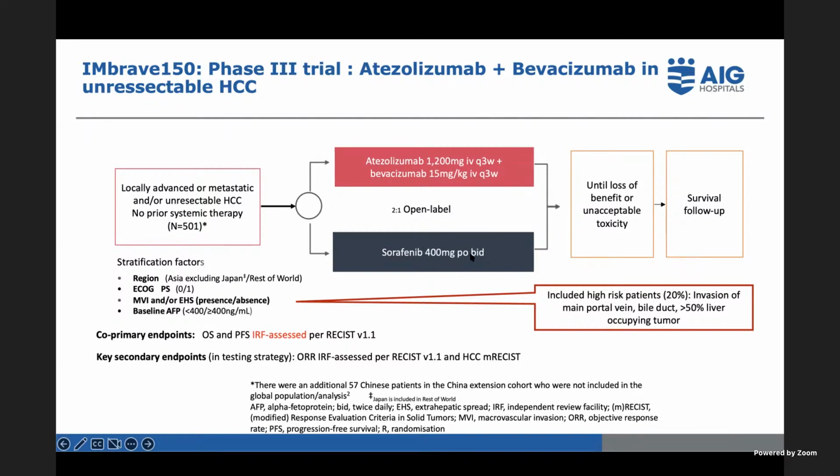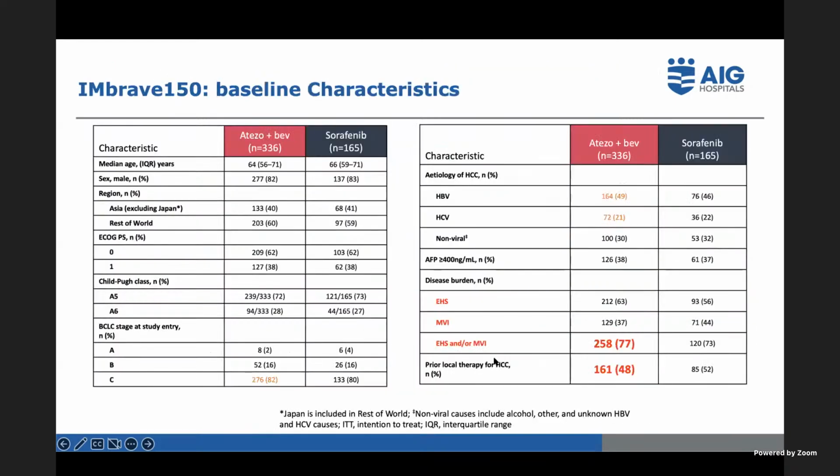They compared this with sorafenib. It was a 2:1 open-label trial. Treatment continued until loss of clinical benefit or unacceptable toxicity, and patients were followed up for survival. The co-primary endpoints were overall survival and progression-free survival, and the secondary endpoints used both RECIST 1.1 and mRECIST criteria.